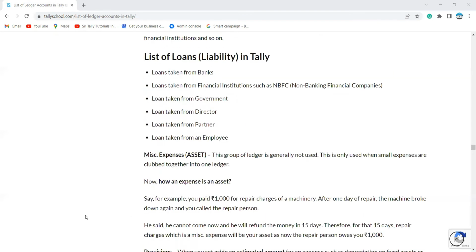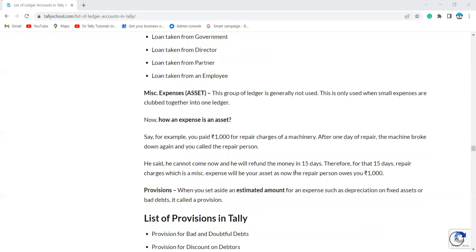Next, we have miscellaneous expenses asset. This group of ledgers is generally not used. It is only used when small expenses are clubbed together into one ledger. So generally we do not use the miscellaneous expenses asset ledger, and only at that time do we use it. Now, how is an enterprise an asset?